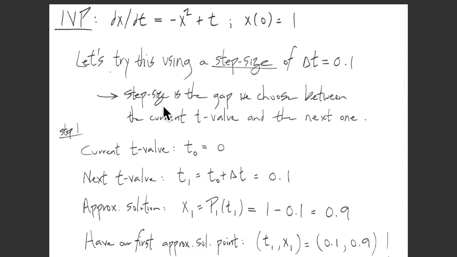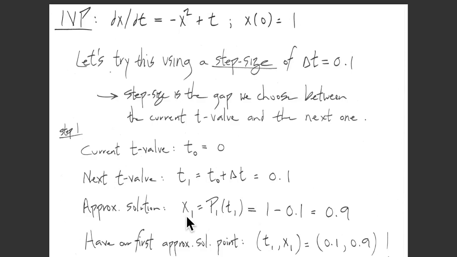By the step size, I just mean the sort of step we're going to take between the current t value and the next one. So to get started, our current t value at the very first step would just be the t value in the initial condition. So that's going to be t equals 0. I'm calling that t0 equals 0 to emphasize that that's our very first value of t, our initial value of t from the initial value problem. The next t value we'll call t1, and that's just the previous t value plus our step size, so it's going to be 0.1 here.